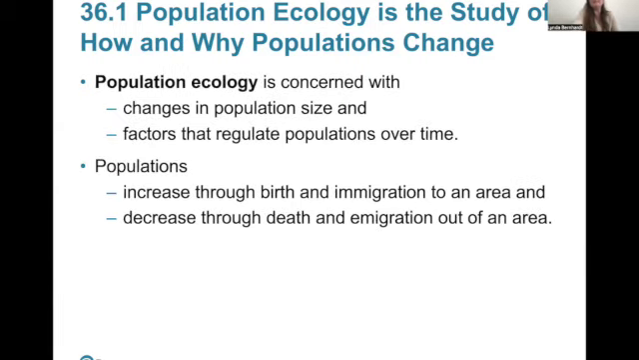Population ecology is concerned with the changes in the size of the specific population. So they're going to be looking at, if I kept going with this, retention rate of Bio 124 students, the pass-fail rate, that kind of thing.